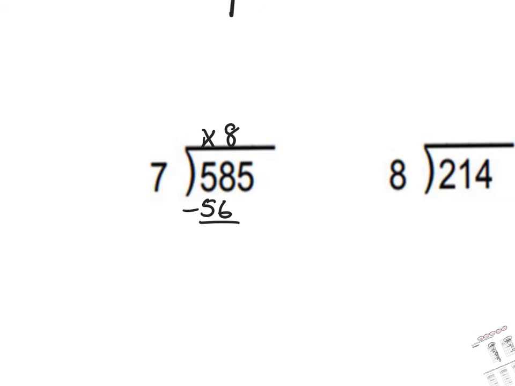Subtract, 58 minus 56 is 2. Drop down the 5. 7 goes into 25, do your math facts: 7 times 3 is 21, 7 times 4 is 28, so it can't be 7 times 4, it's got to be 7 times 3. Oops, that's sloppy. 25 minus 21 is 4. So it's 83, remainder 4.